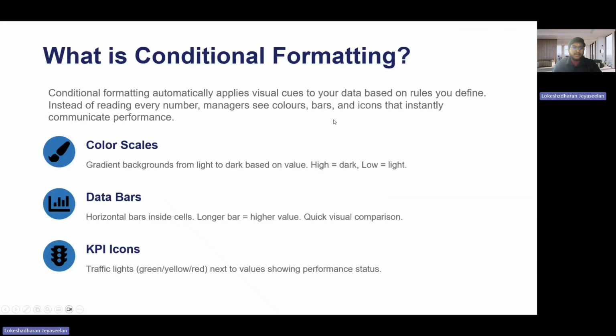What is conditional formatting? Conditional formatting automatically applies visual cues to your data based on rules you define, instead of reading every number. Managers see colors, bars, and icons that instantly communicate performance. First, color scales: gradient backgrounds from light to dark based on value, high equals dark, low equals light. And the next thing is data bars: horizontal bars inside cells, longer bar equals higher value, quick visual comparison. And lastly, KPI icons for traffic lights, green, yellow, or red, next to values showing performance status.